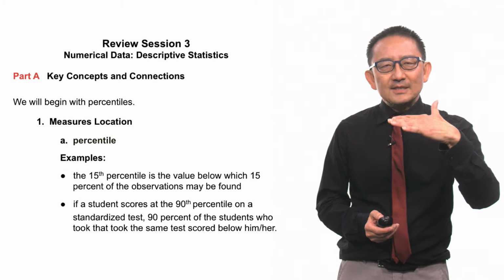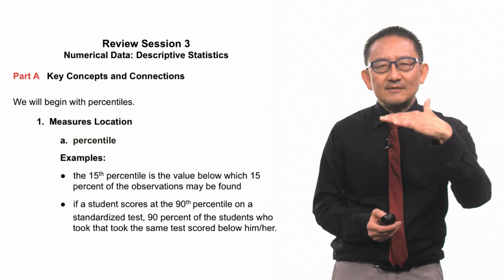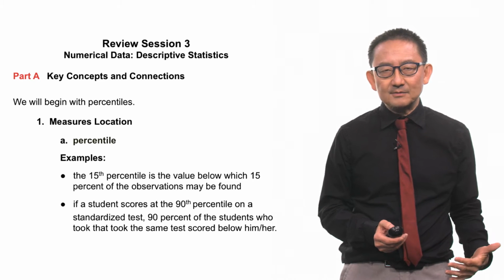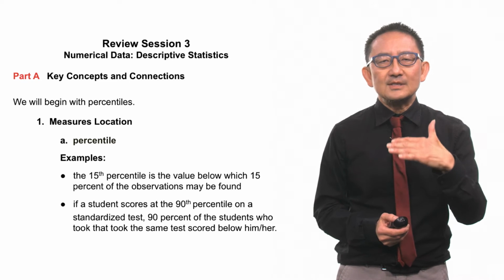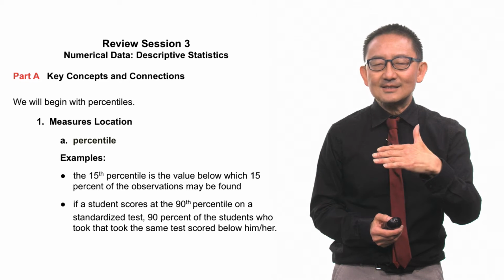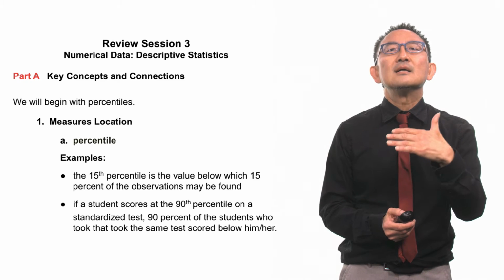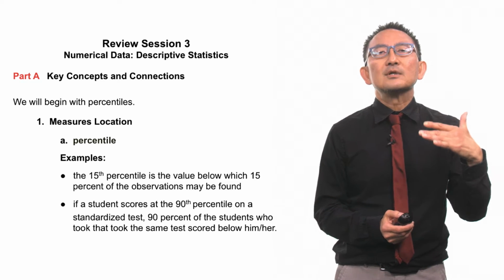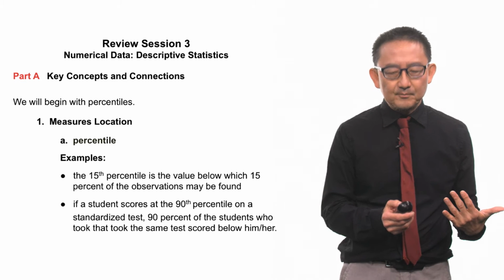So, the 15th percentile is the value below which 15% of the observations may be found. So, if a student scores at the 90th percentile on a standardized test, 90% of the students who took the test fell below that particular person's score.